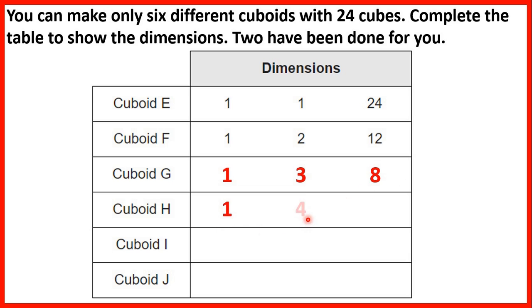We can have 1, 4 and 6, because 1 times 4 is 4, times 6 is 24. We could have 2 by 2 by 6, 2 times 2 is 4, times 6 is 24. Or we could have 2 by 3 by 4, because 2 times 3 is 6, times 4 is 24.